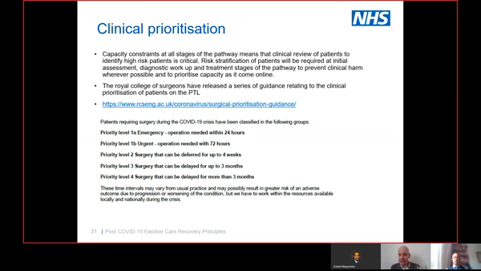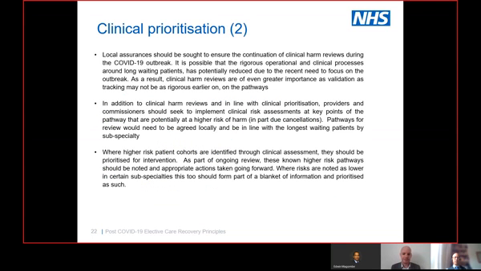We've got some thoughts around clinical prioritization. So capacity constraints at all stages of the pathway mean that clinical review of patients on the PTL is crucial to identify high-risk patients. And there's a link there to the Royal College of Surgeons guidance. And there's also some definitions around how we might go about cohorting that patient to understand the impact of that clinical risk.